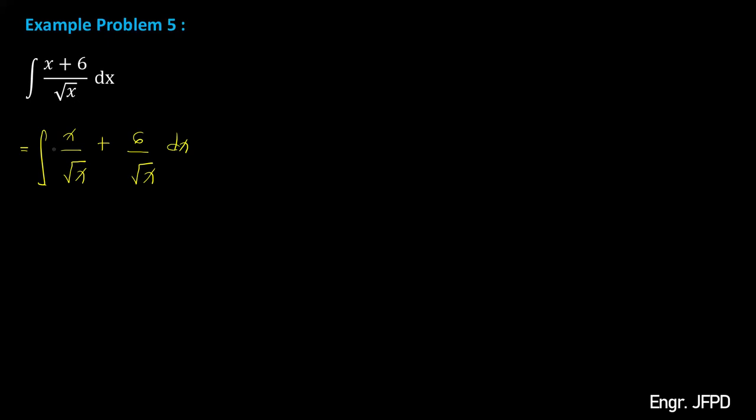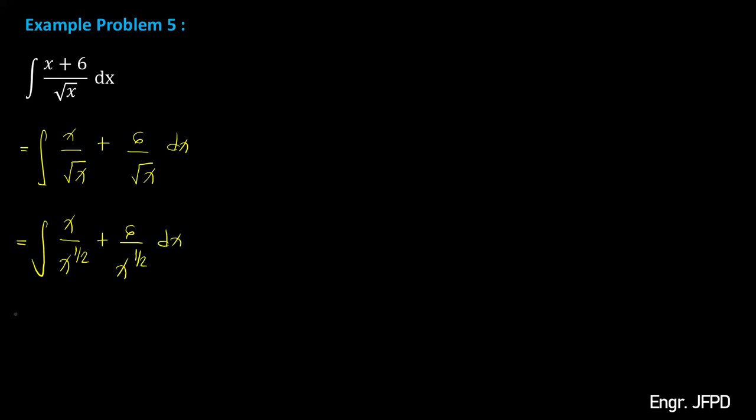And to simplify this equation, I suggest that the square root of x, or this radical, let's try to write this square root of x in terms of a fractional exponent, wherein the square root is the same as having an exponent of raised to 1/2. And this will now be the same as taking the integral of x over x raised to 1/2, then plus 6 over x raised to 1/2 dx.